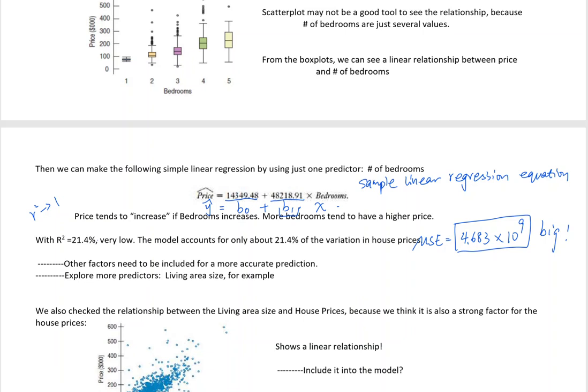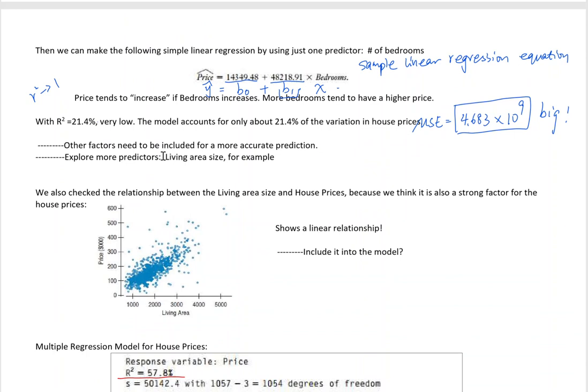We cannot just use the number of bedrooms to directly make the prediction about the house price. It will not be very accurate. That means we need to add some other factors into our regression for a more accurate prediction, right? So here we explore one more predictor, which is the living area size. We want to add one more predictor into my regression.